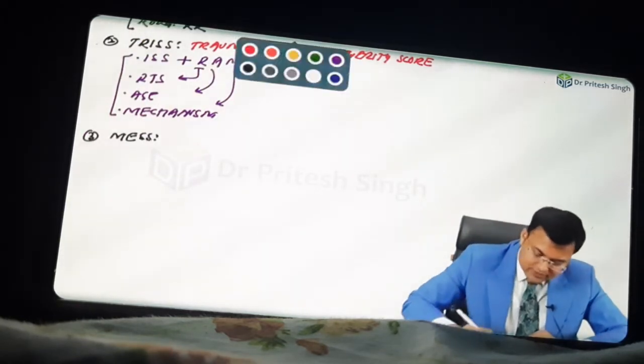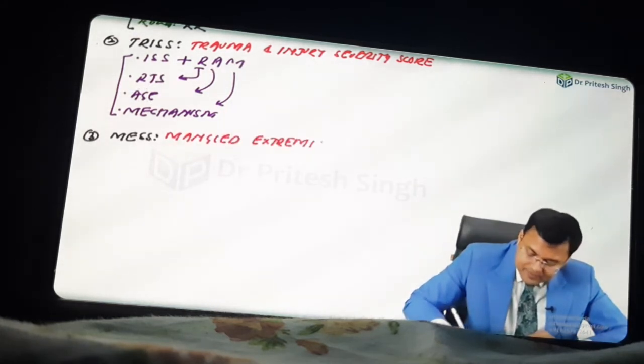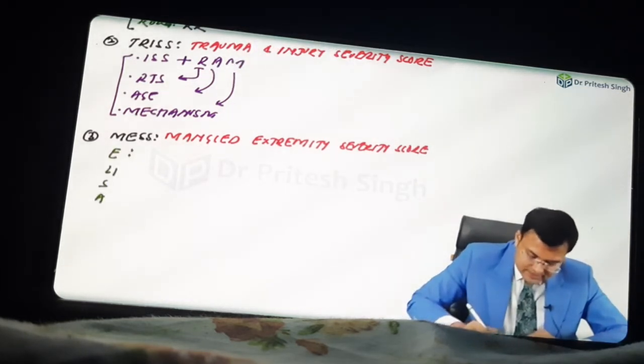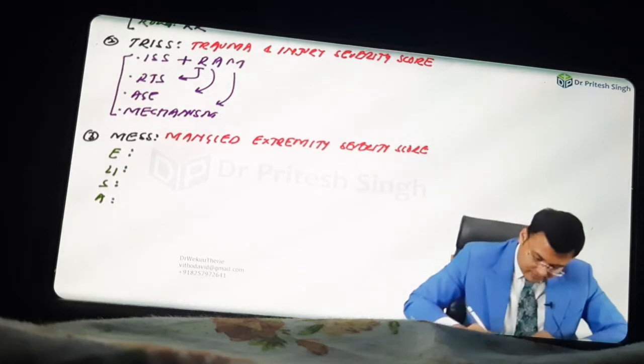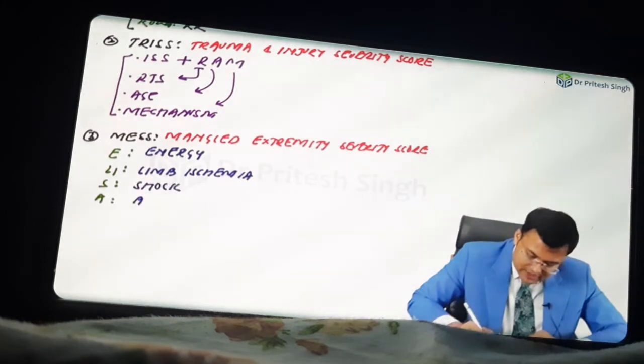After that, the third one is MESS. What is the full form? Mangled Extremity Severity Score. And what are the components? Mnemonic is ELISA. E, energy. Li, limb ischemia. S, shock and age. So these are the trauma scoring systems.